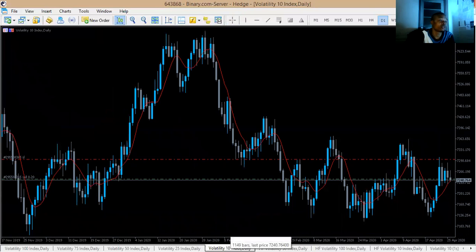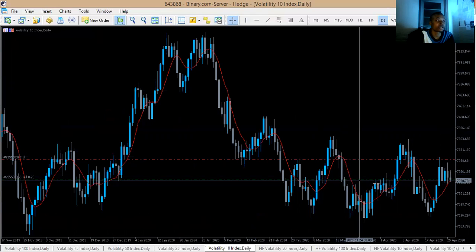Then move on to volatility 10, V10. I took a short position yesterday here. So I'm going to see how it's going to move. It's quite nice. I'm already in profit now.